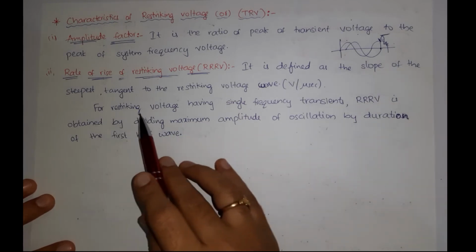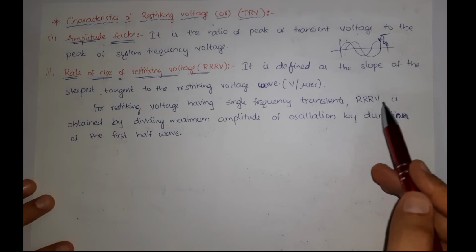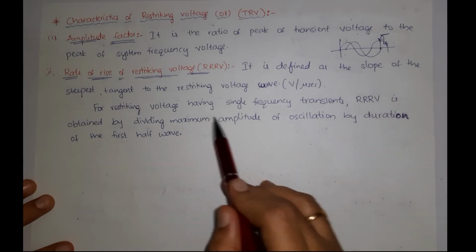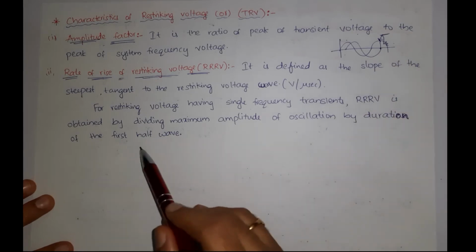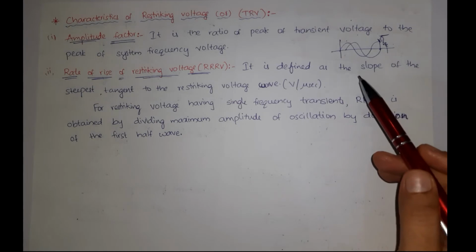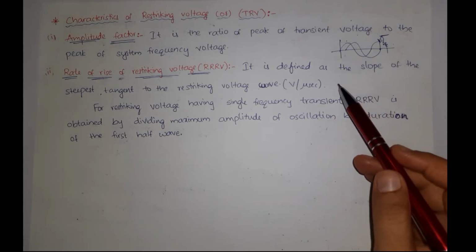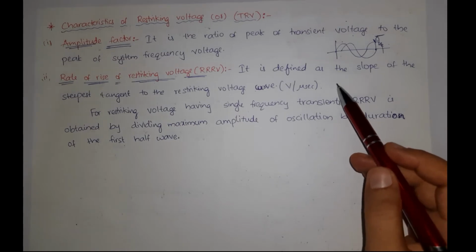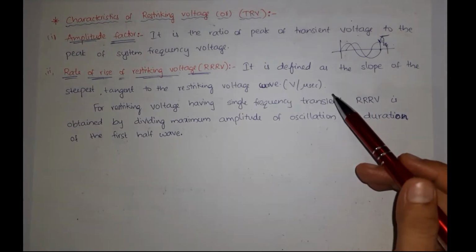So now for restriking voltage having single frequency transient, the rate of rise of restriking voltage is obtained by dividing the maximum amplitude of oscillations, that is this point, by the duration of the first half cycle. For how much duration that first half wave continues, that will give the rate of rise of restriking voltage, right? So now how to derive it? It is already given in the definition.